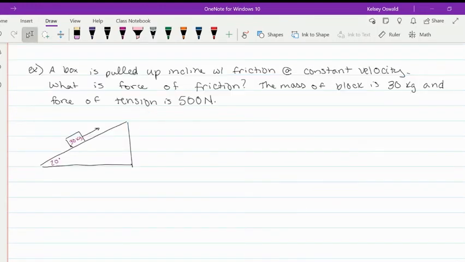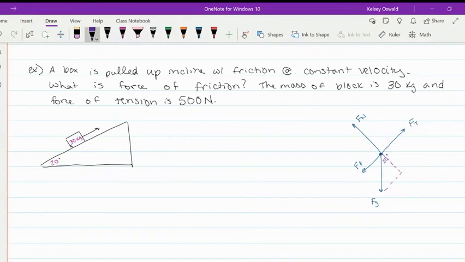In this example, we have a box pulled up an incline with friction at a constant velocity. We want to find the force of friction acting on this box. We know the mass of the block is 30 kilograms and the force of tension in the rope is 500 newtons. So go ahead and pause the video and try to draw what your free body diagram would look like for this box. When you have your free body diagram, go ahead and come back to check how you did.